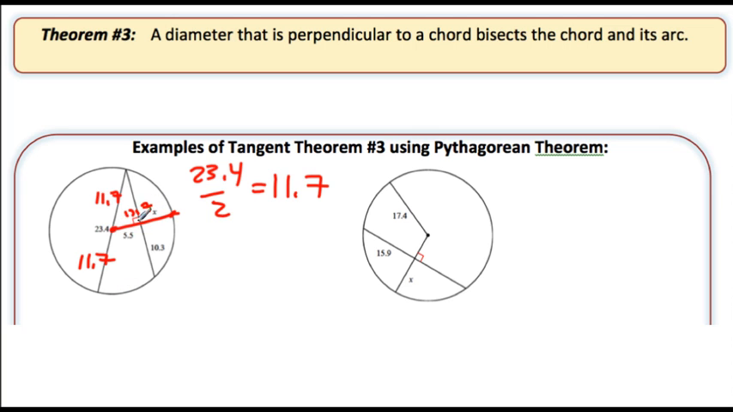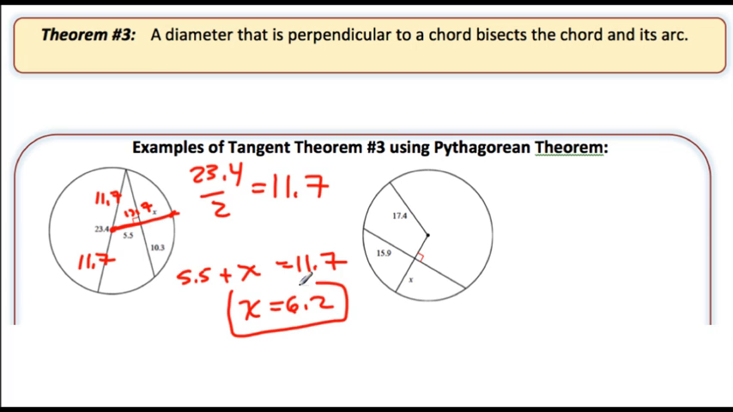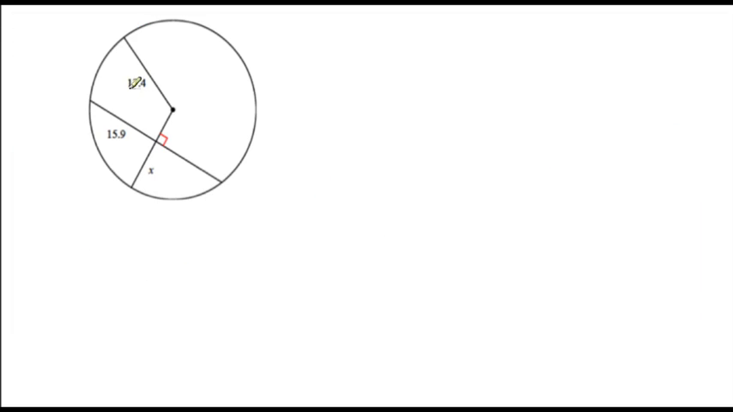Okay, well look. This is called the segment addition postulate. Remember way back in Unit 1? This much is 5.5. The whole thing's 11.7. So 5.5 plus x is going to equal 11.7. All right, x is going to equal 6.2. That's easy enough. We didn't use the Pythagorean theorem there. Most of these we're going to. All right, let's zoom in on this problem here.